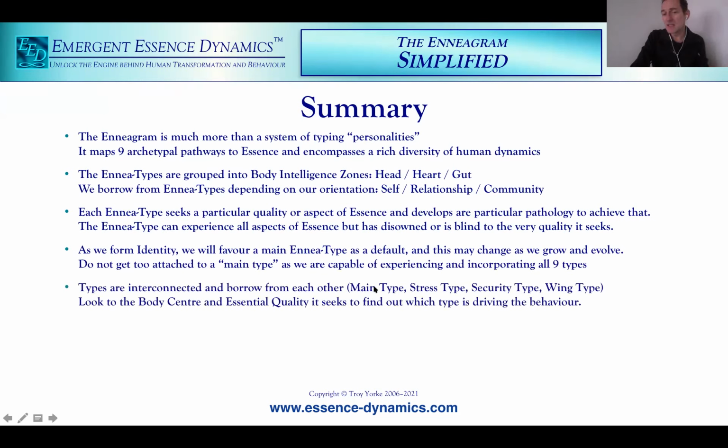So remember, you have a main type, a stress type, security type, wing type, and then other types. So you're usually operating from 4 or 5 types at a time. That means we're operating from and borrowing from 4 or 5 main essential qualities as well. So rather than focusing on what's the type, look at the body center and then the quality that you are seeking. Like I said, if you're saying, oh, I got to stay up all night to finish the project. Well, is that because I want the rewards and accolades, or is it because I want the main quality, or because I don't want to get fired?